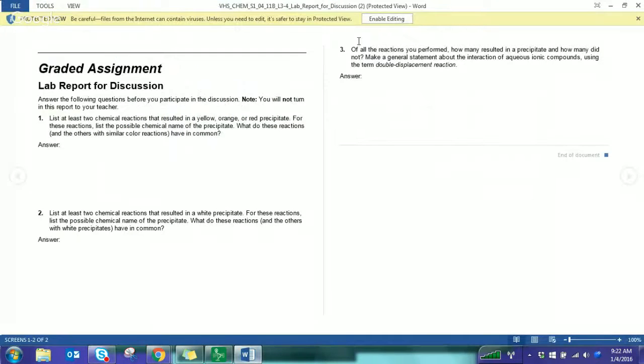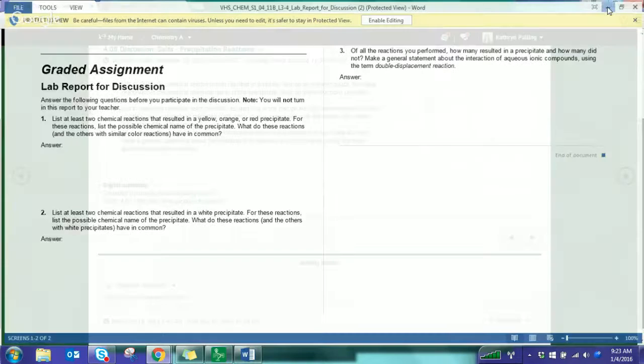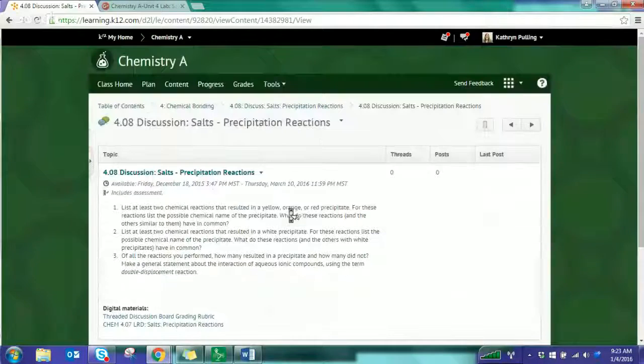So we'll come back to these, but it's this question 3 that I want you to really focus on when it comes to the discussion. 1 and 2, you're going to have to do, and you're going to have to do correctly. But 3 is the one that I think is going to create the thought-provoking discussion I really want to see in here.